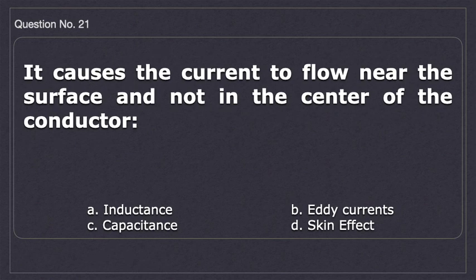Question number 21. It causes the current to flow near the surface and not in the center of the conductor. A. Inductance, B. Eddy currents, C. Capacitance, D. Skin effect. Answer: D. Skin effect.